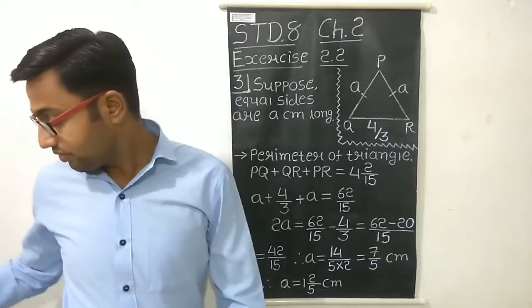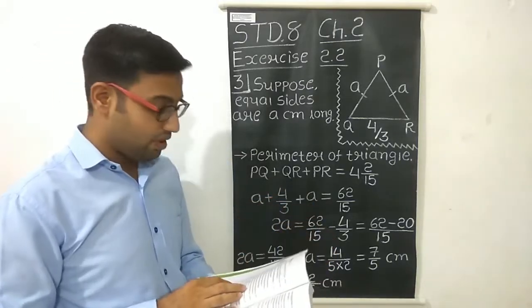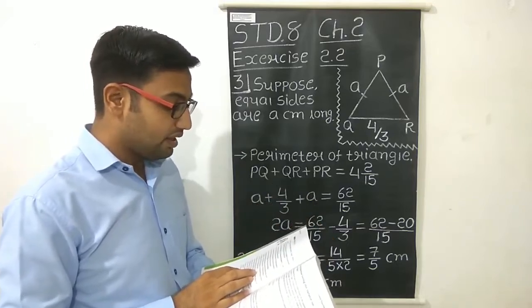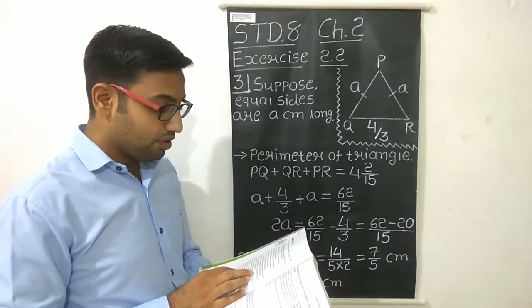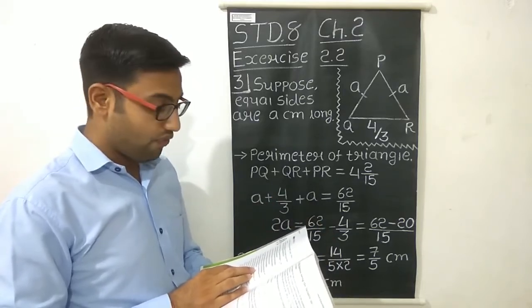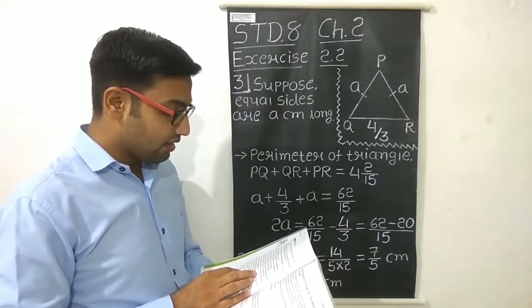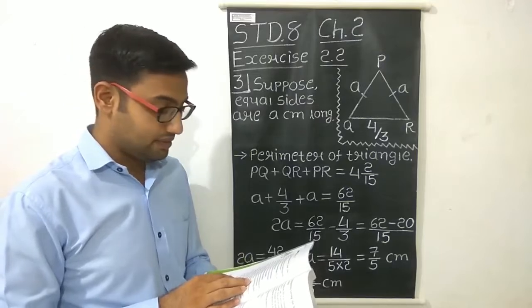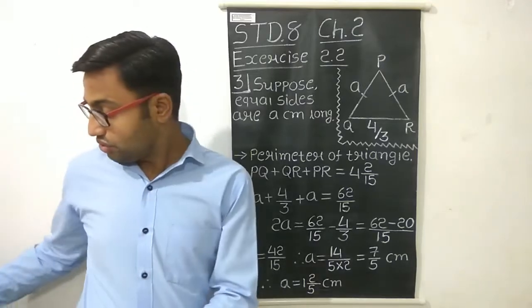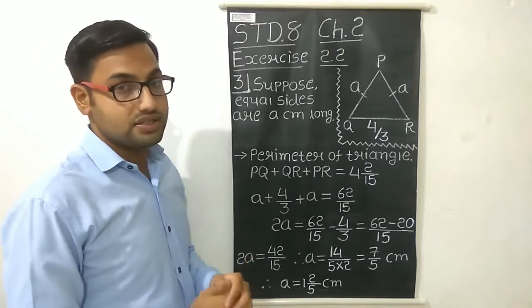What is the question? The question is: the base of an isosceles triangle is 4 upon 3 centimeter. The perimeter of the triangle is 4 2 upon 15 centimeter. What is the length of either of the remaining equal sides? Okay, so we have been given an isosceles triangle.